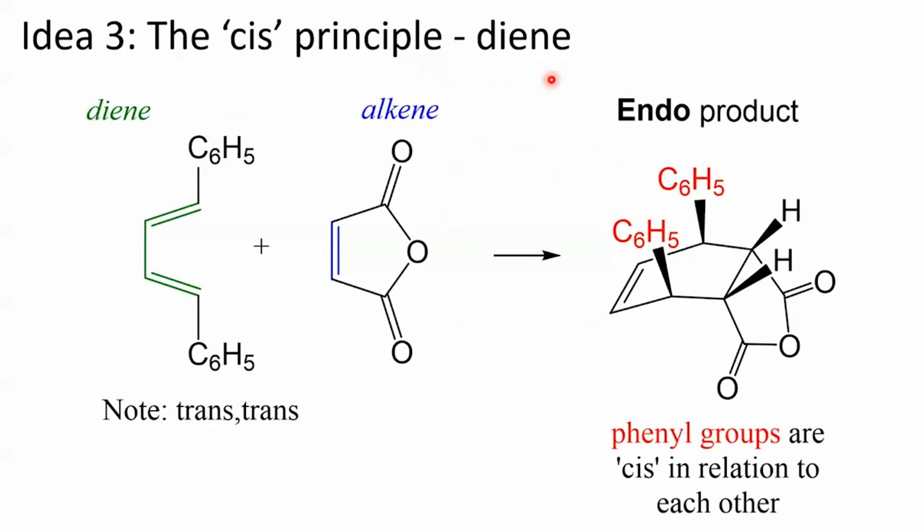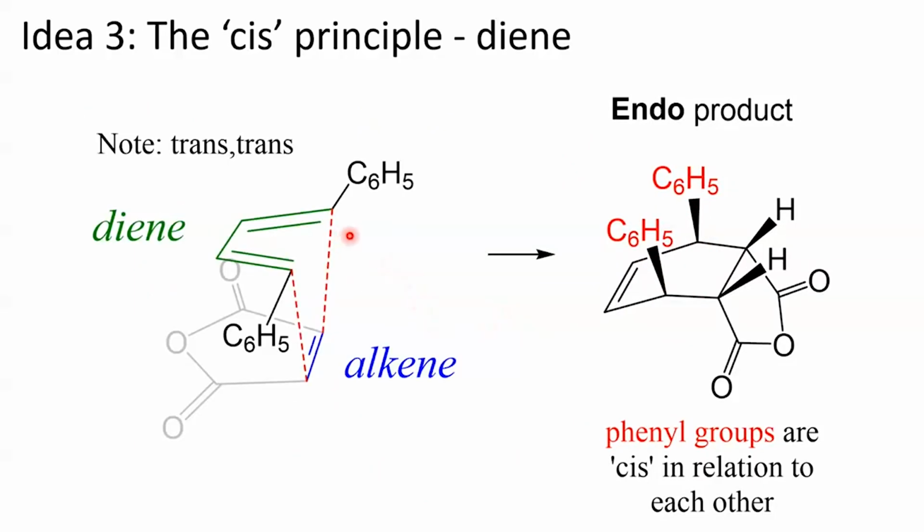We can have a look at the same principle involving our diene. So here we have our diene highlighted in green. We have our two phenyl groups attached to the side. We've got this sort of trans configuration. So trans. When it reacts with our alkene, we can see that we get the endo product and our phenyl groups are in this cis relationship relative to one another.